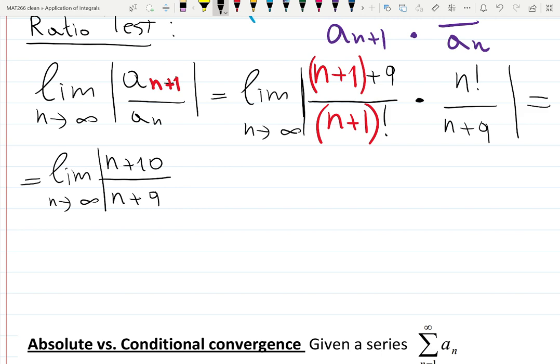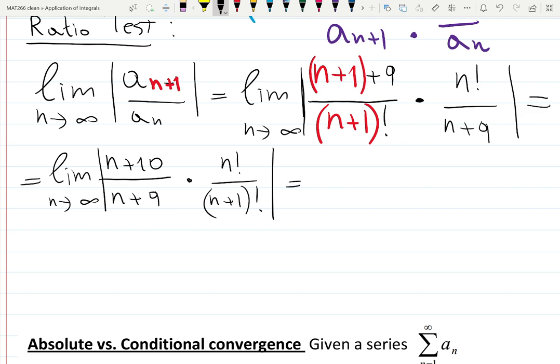Keep the absolute value even though it isn't needed here, but it's just nice in case you missed something. n factorial over n plus 1 factorial. Absolute value is not needed here because n factorials are positive, and n plus 10 is also positive in the long run because n goes to infinity, so at some point everything is positive. Now, oh, did I mess up? Did you notice? No, it's good. So did you see how I collected the terms?